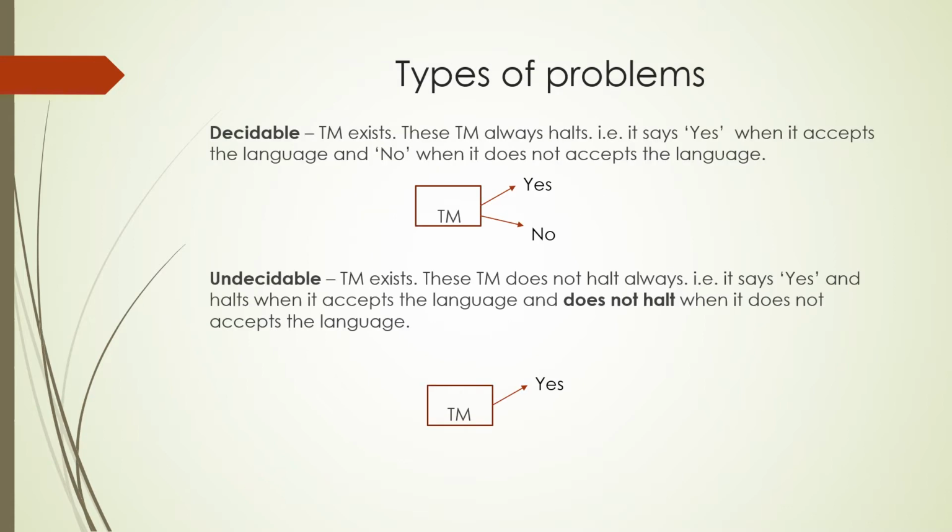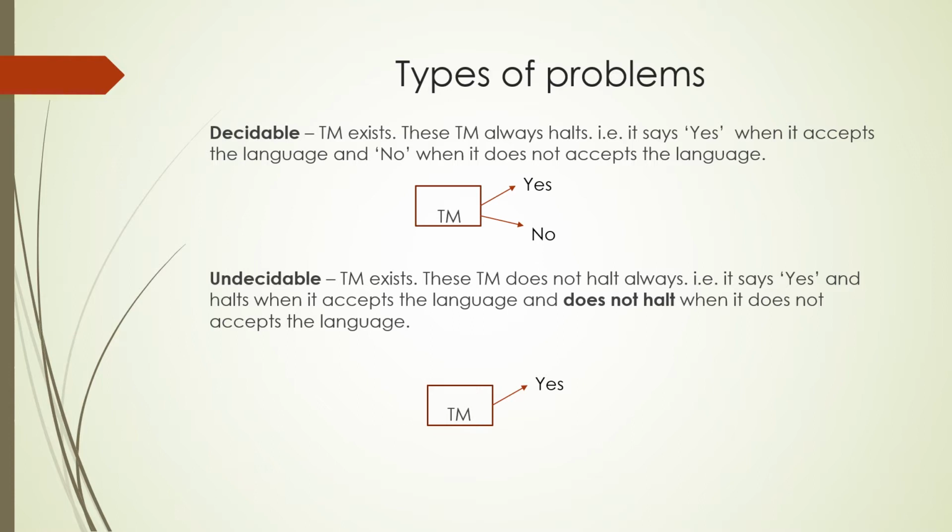So we have two types of problems. Generally, whatever problem we solve, those problems can be divided into two types. One is decidable and another one is undecidable problem. For both decidable and undecidable problems, a Turing machine exists. But there is a major difference between the Turing machine that exists for a decidable problem and the Turing machine that we construct for the undecidable problems.